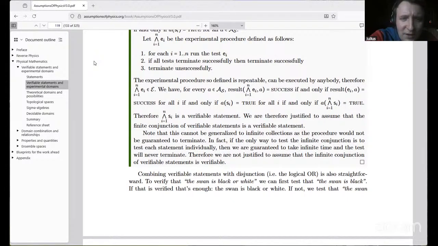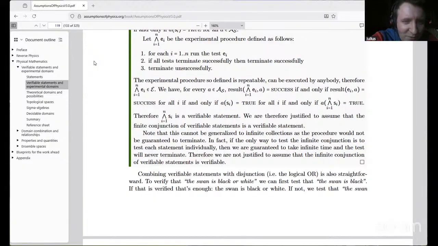We have, for every A in AS, the result of the conjunction of experiments and A is a success if and only if the result of experiment E_i and A is a success for all i, if and only if A of S_i is true for all i, if and only if A of the conjunction of all S_i equals true. Therefore, the conjunction of all verifiable statements is a verifiable statement. We are therefore justified to assume that the finite conjunction of verifiable statements is a verifiable statement.